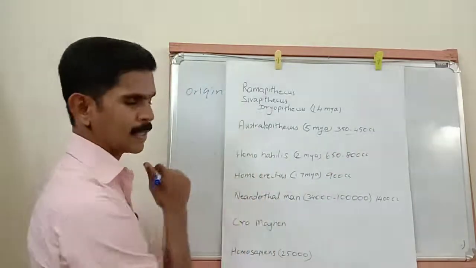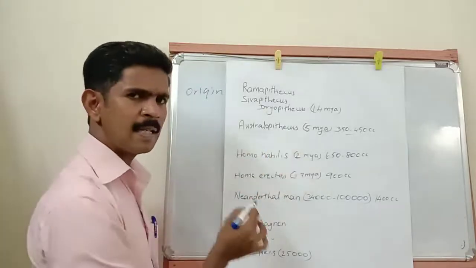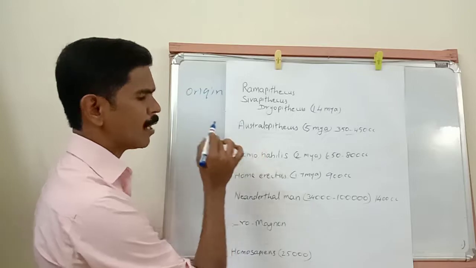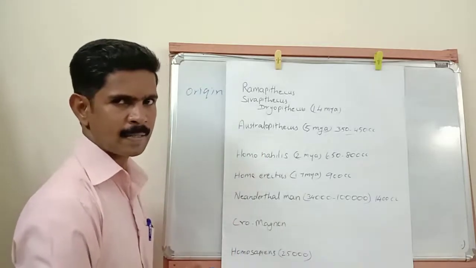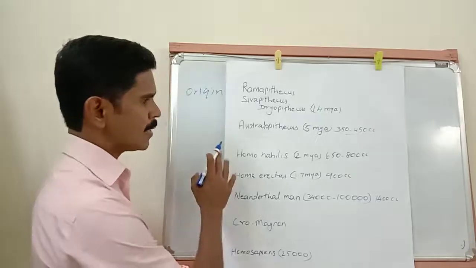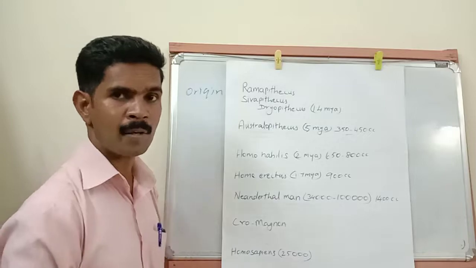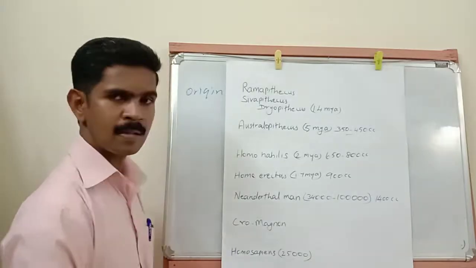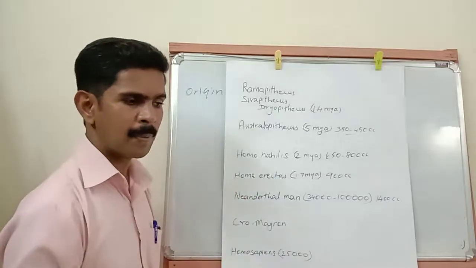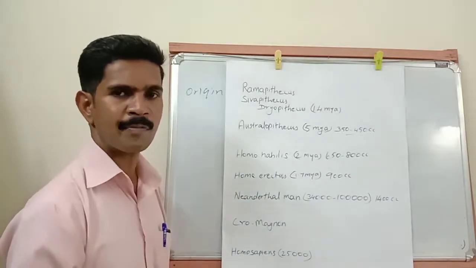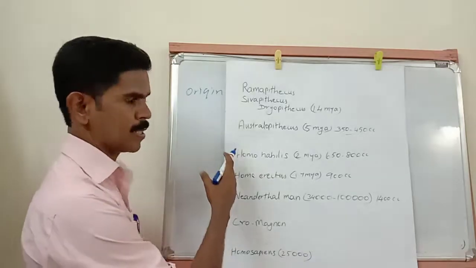Now I explain the characters. These Australopithecus first lived in the grassland of East African countries. The next character, their height is more than 1.5 meter. Then the next character, bipedal locomotion. Bipedal means they used 2 limbs for movement.